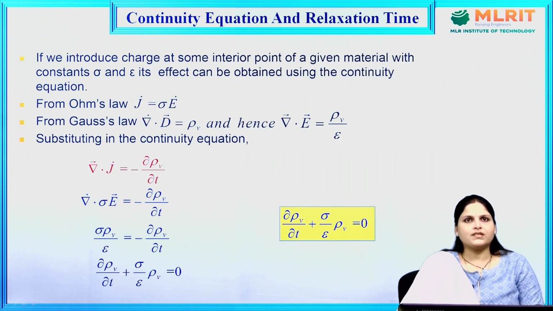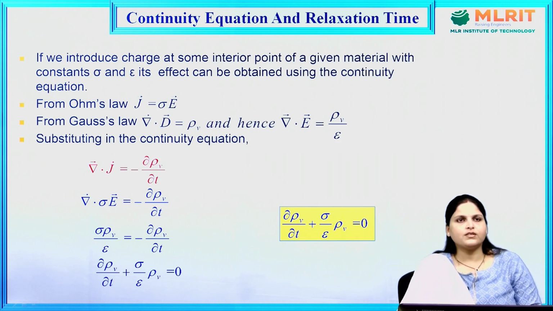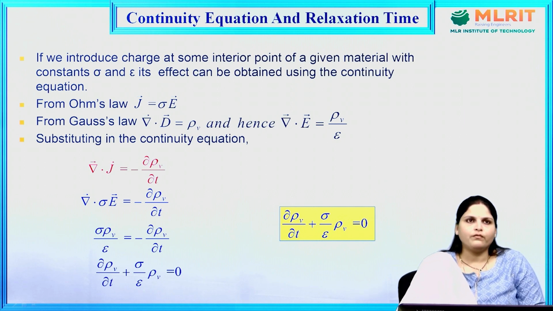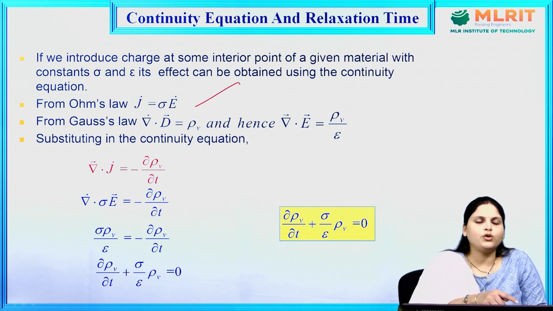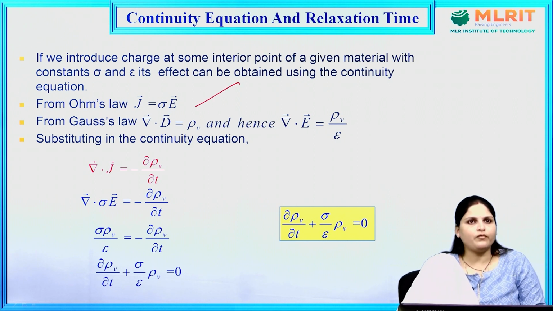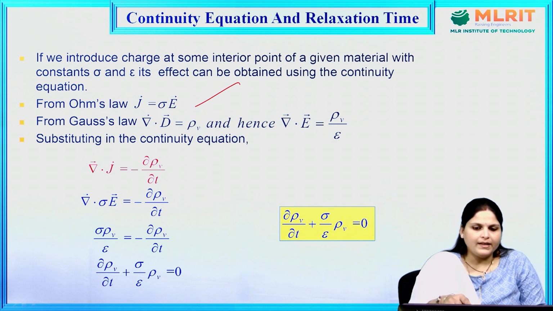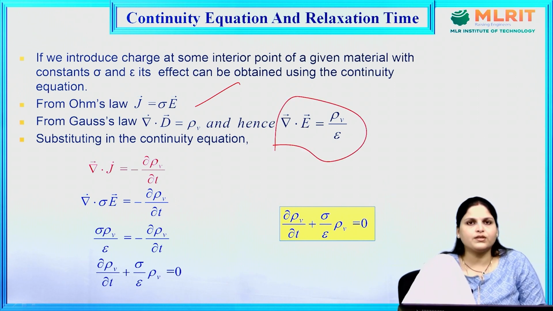Now we have to discuss relaxation time also. If we introduce charge at some interior point of a given material with constant sigma and epsilon, then its effect can be obtained using the continuity equation. As we know, Ohm's law in point form is J is equal to sigma E, and Gauss's law says divergence of D is equal to rho v, and we can write divergence of E is equal to rho v upon epsilon, because in place of D we are putting epsilon E.